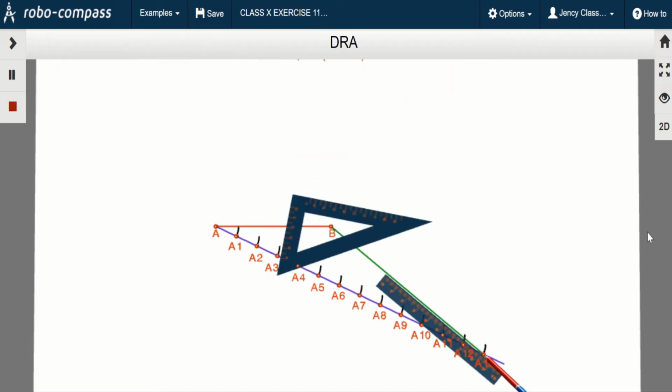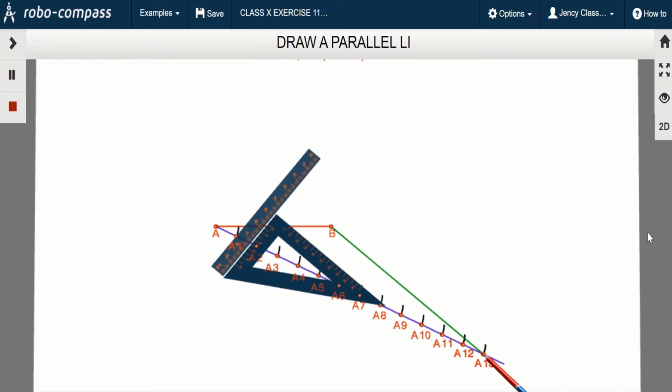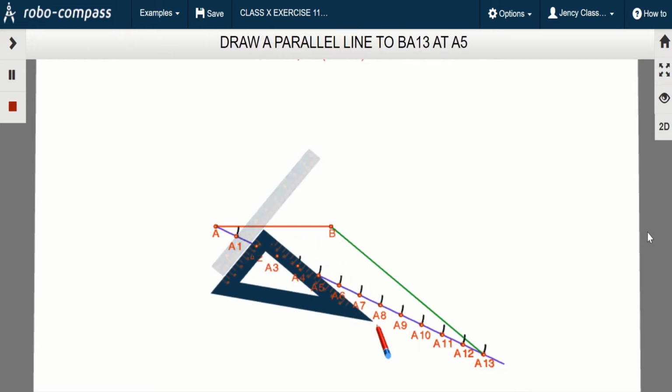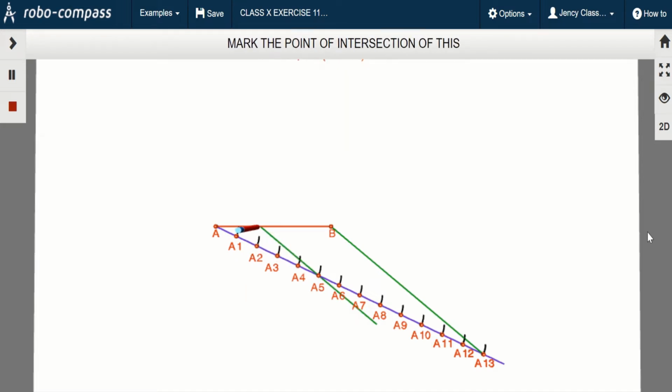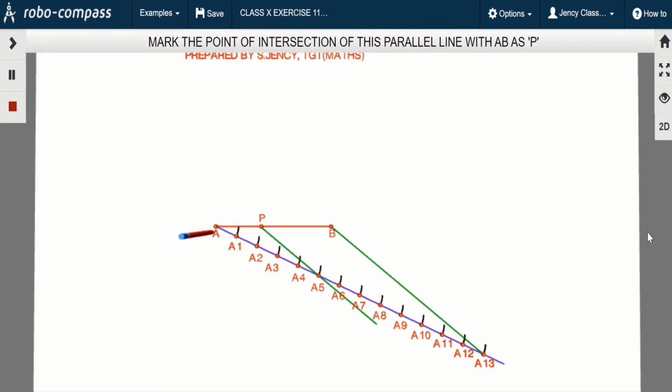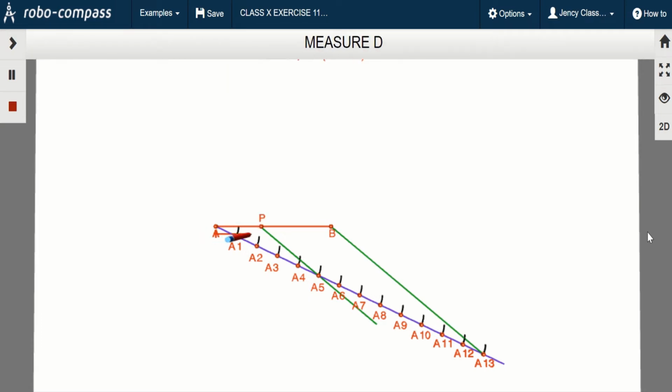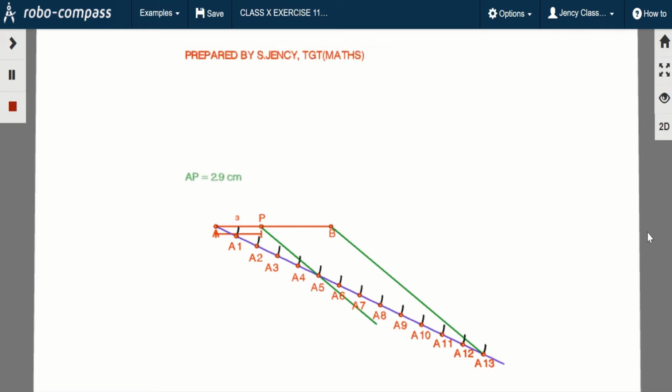Next, what we are going to do? We are going to draw one parallel line to our B13 from A5. So mark that point as P. So measure the AP. If you measure AP, you will get 2.9 centimeter.